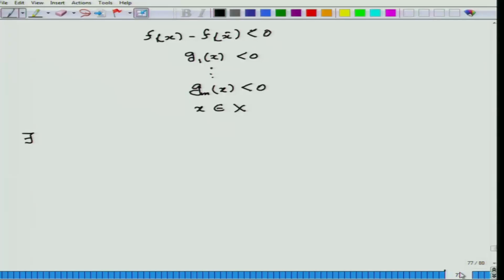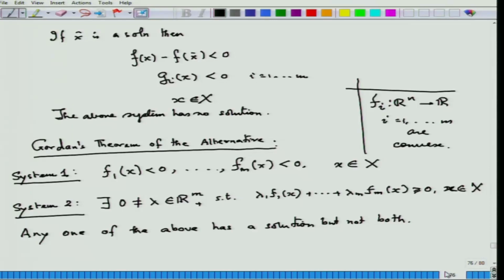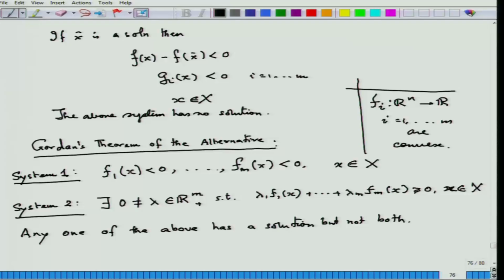Again I want to reassert, these two systems cannot both be unsolvable at the same time. If this is unsolvable, then immediately this will have a solution. You see here x is the unknown variable, and here lambda is the unknown variable, so you have to be very careful. If this does not have a solution, this will immediately have a solution. One of them would always have a solution, but not both, and both cannot be unsolvable at the same time.